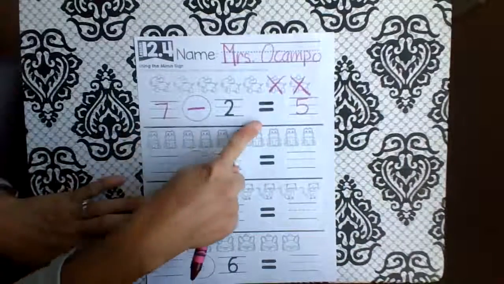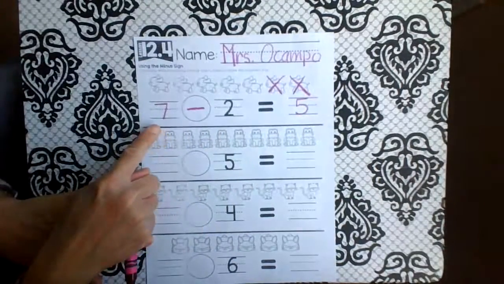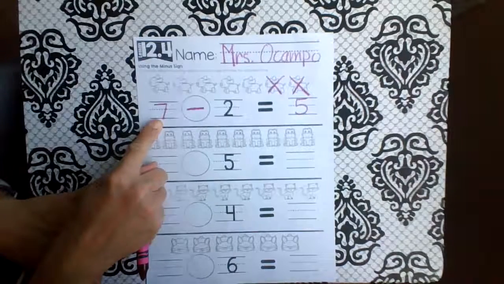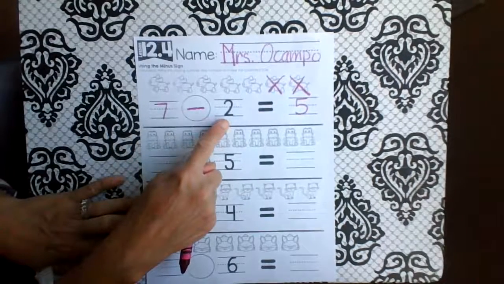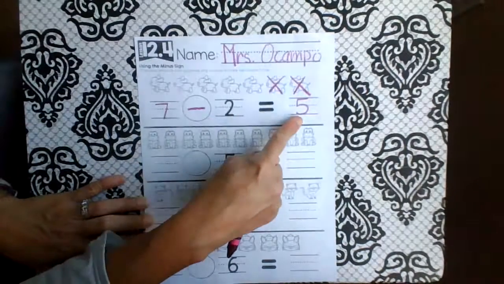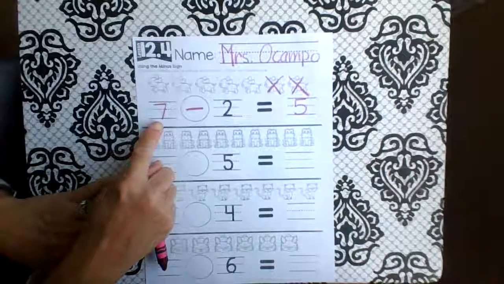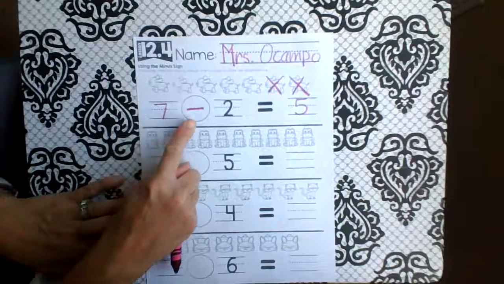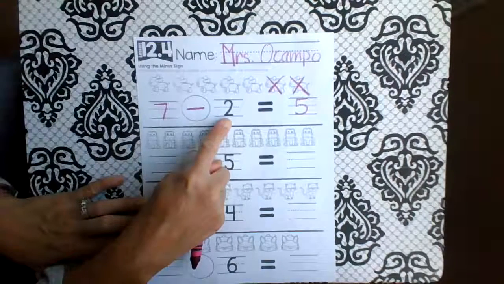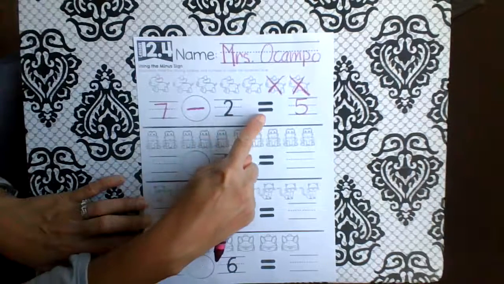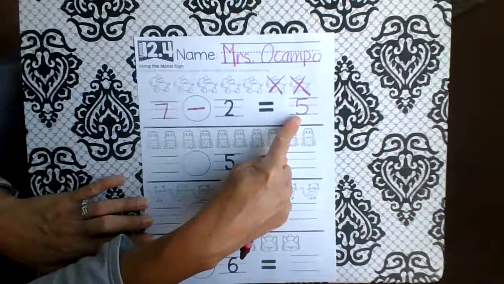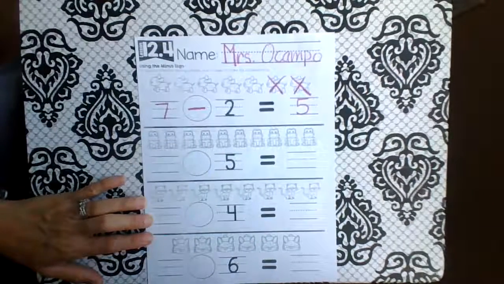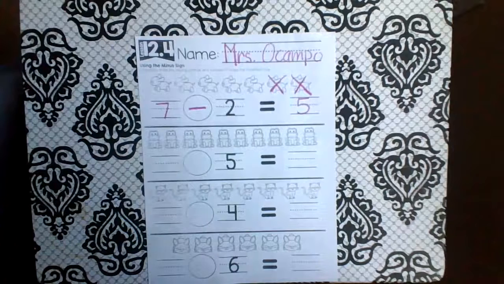So this is our statement. We just finished it. This statement says 7 minus 2 equals 5. This means that we started with 7 dogs. We took away 2, and now we have 5 left. Good job.